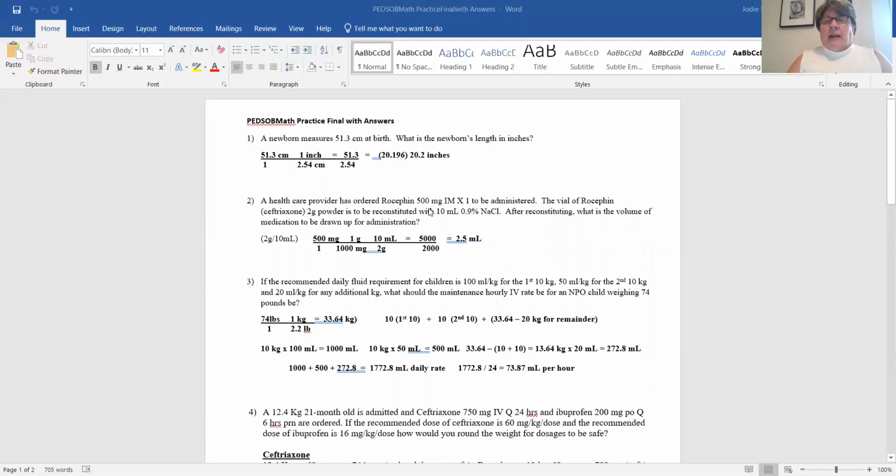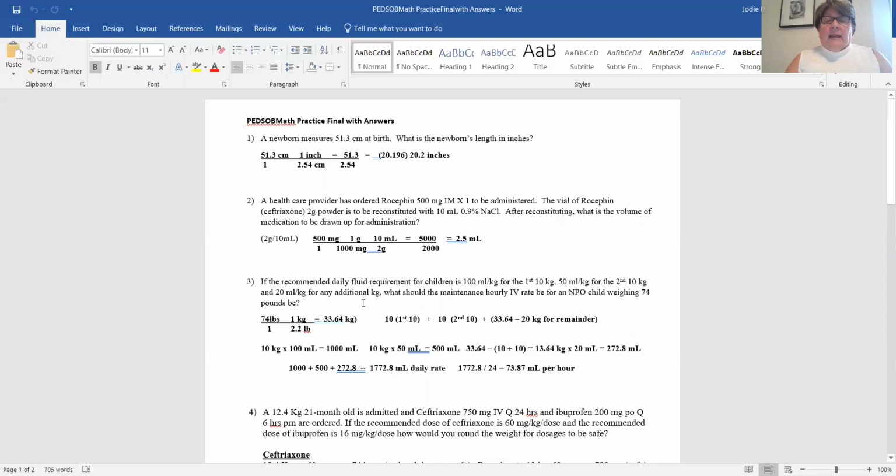You have a healthcare provider that's ordered 500 milligrams IM, and you have 2 grams to be reconstituted with 10 milliliters. So ultimately you will have 2 grams in 10 milliliters. That's the amount that you'll have. You're going to start with your order, the 500 milligrams, convert right here to grams since what you have is in grams. And then you have the 2 grams in 10 milliliters. You're ready to do your math. It's just a straightforward question right there.